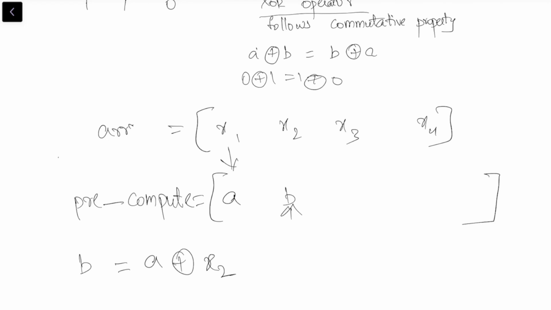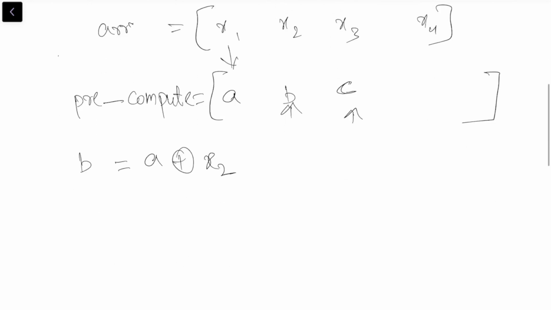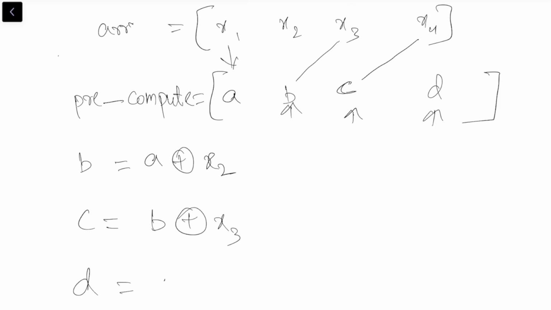Okay, B is this. Now what will be the value? If this is C, what is C? The XOR value of these two: B XOR x3. If this is D, what will it be? The XOR value of these two: D equals C XOR x4. That's how we compute the pre-compute.